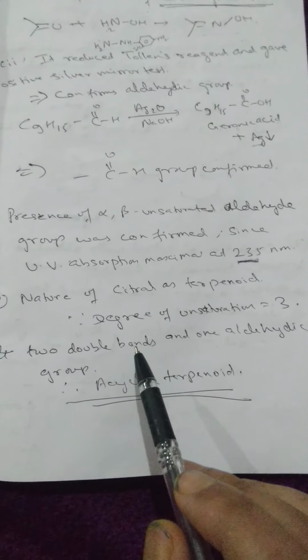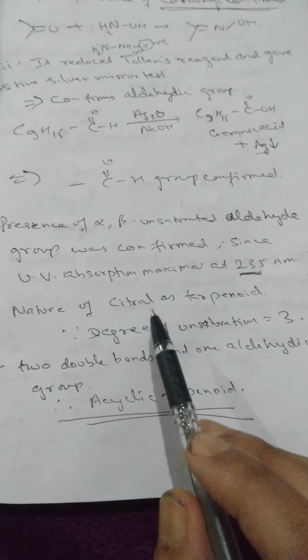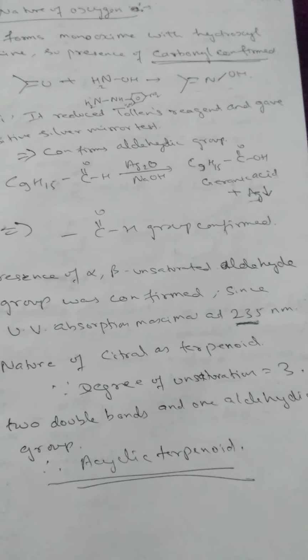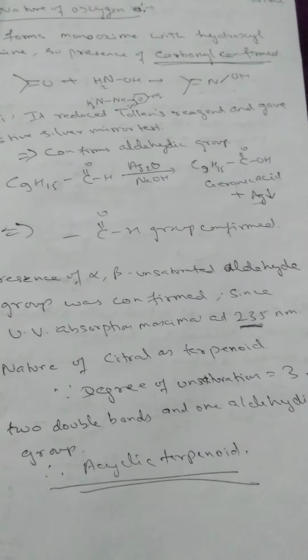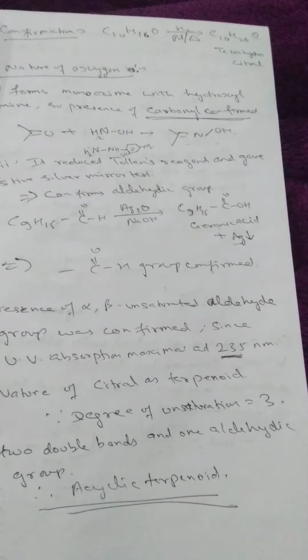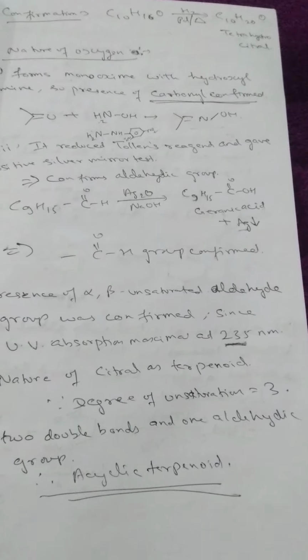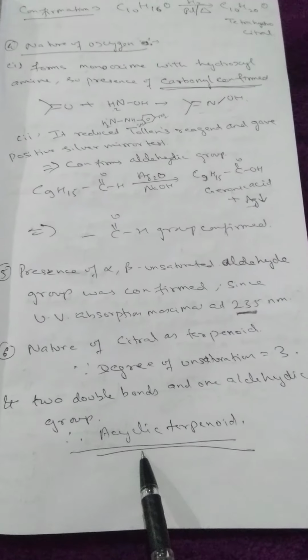UV study. Okay, now they want to know the nature of citral as a terpenoid. So one thing is very clear, it has 3 degrees of unsaturation that we found out because of the formula, right? And then we saw one aldehyde is there, right? And then we saw it was reacting with 2 moles of bromine. It was getting reduced by 2 moles of hydrogen. So 2 double bonds are also there. So 2 double bonds plus 1 CHO. So that constitutes a total of 3 degrees of unsaturation. So it cannot be cyclic. So one thing is very clear, it is an acyclic terpenoid.